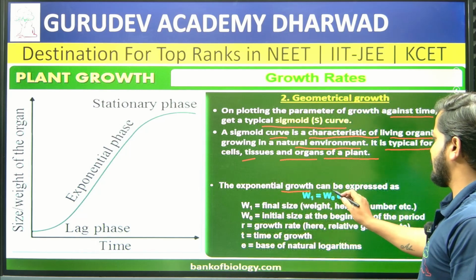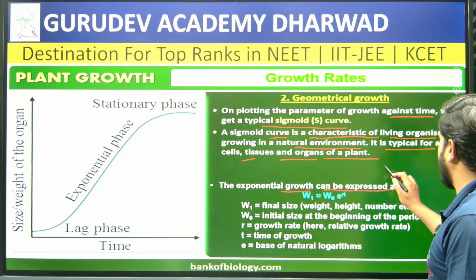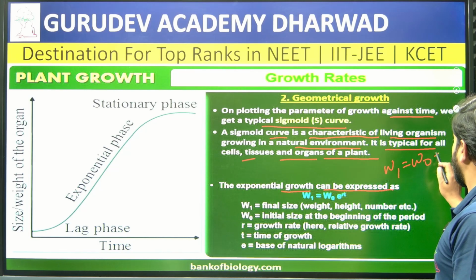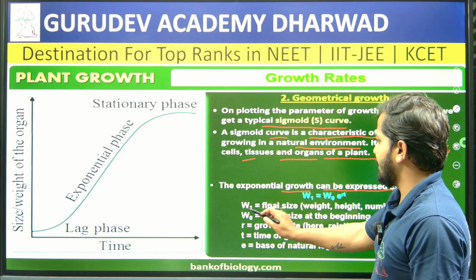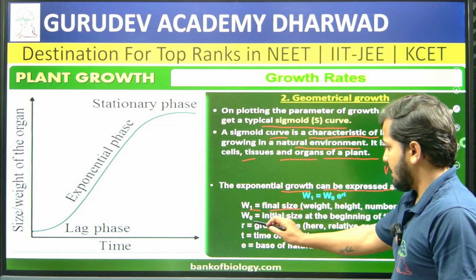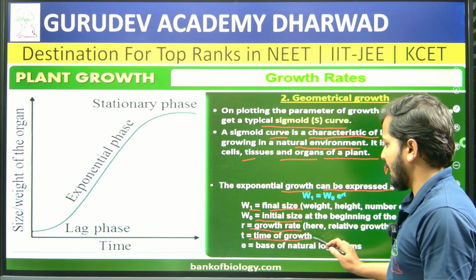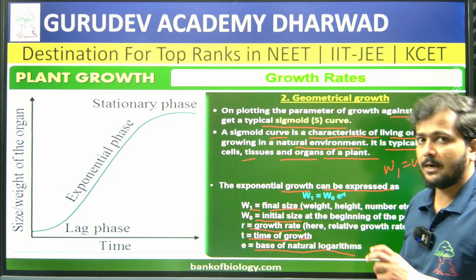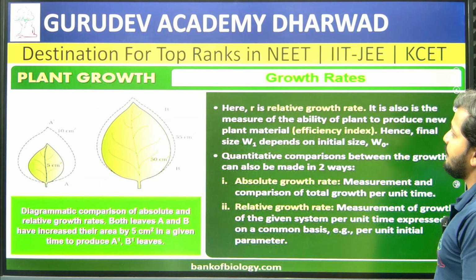Then exponential growth can be expressed in the form W1 is equal to W naught into e to the power rt, right? So what it means: W1 is the final size, W naught is the initial size, r is the growth rate, t is the time of growth, and e is the base of the natural logarithm. Based on that, geometrical growth can be measured.